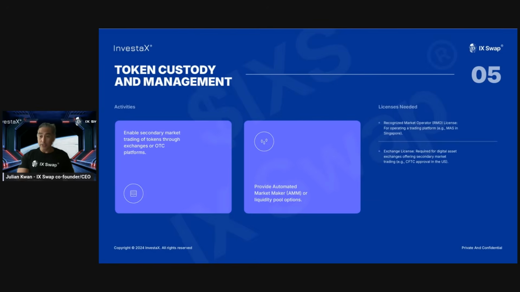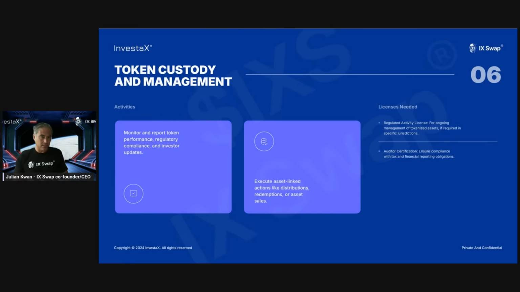And then you have secondary trading. So how does that work? Do you have market makers? Do you have a venue for this? How's it going to work, and how are you going to manage that? And then you have the management of the asset itself.